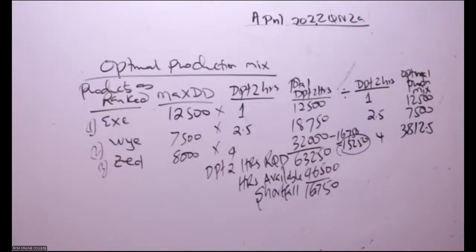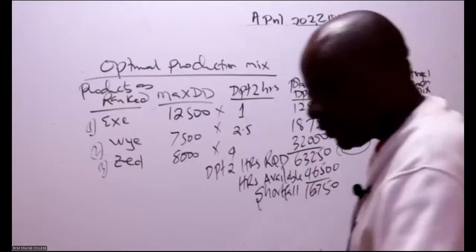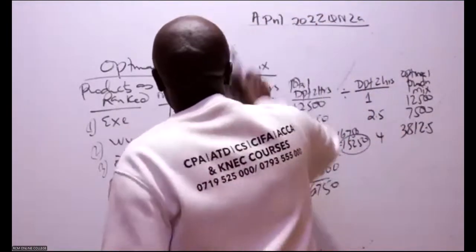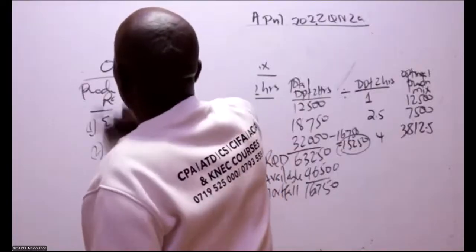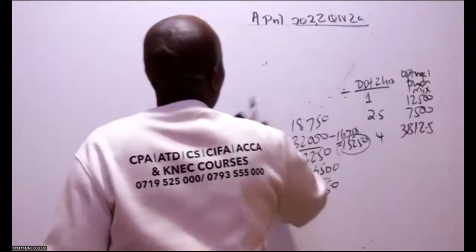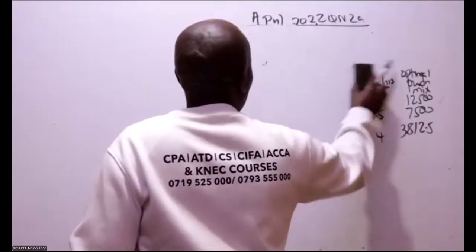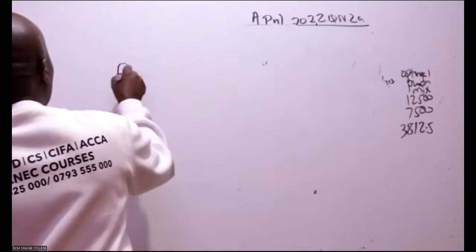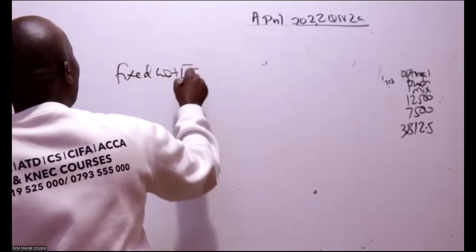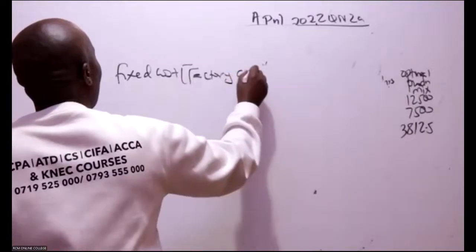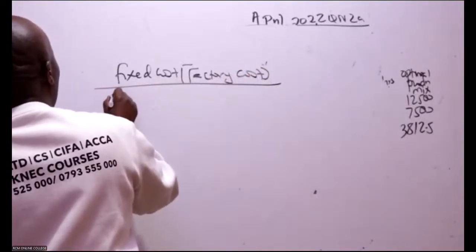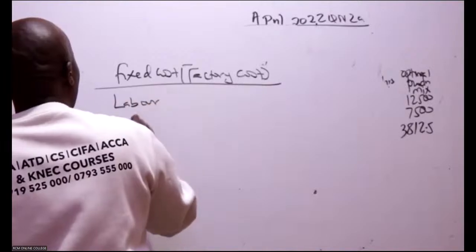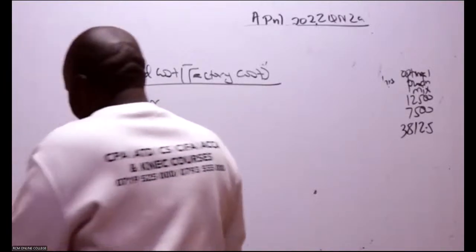That's it. So the only thing now you need to do is to come here and give us our profit statement. So before you give us our profit statement, it will be very important for you to give us fixed cost. Give us fixed cost in a minute. Give us fixed cost. Actually, we normally call them factory costs. So factory costs. So of course, this will be labor, variable overheads, and any fixed overheads.